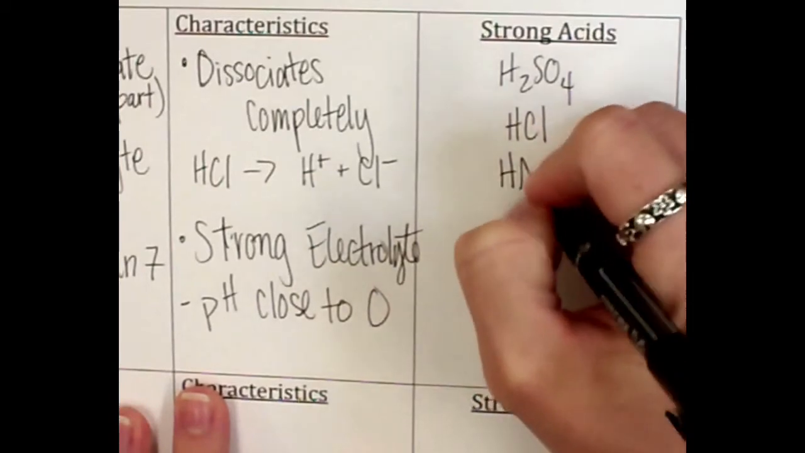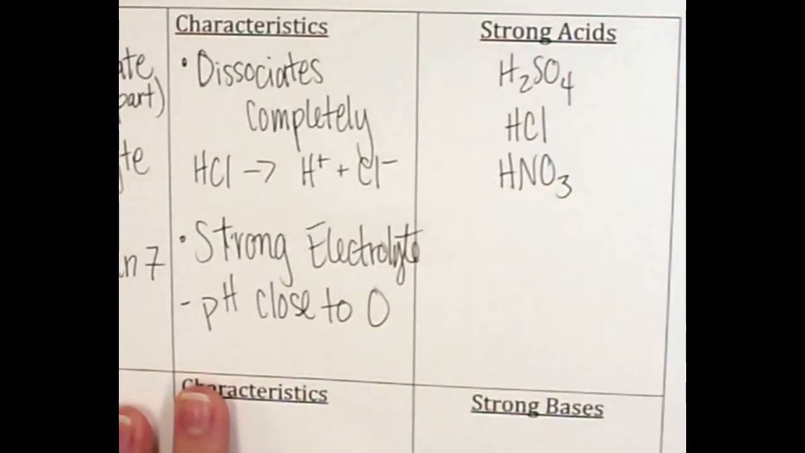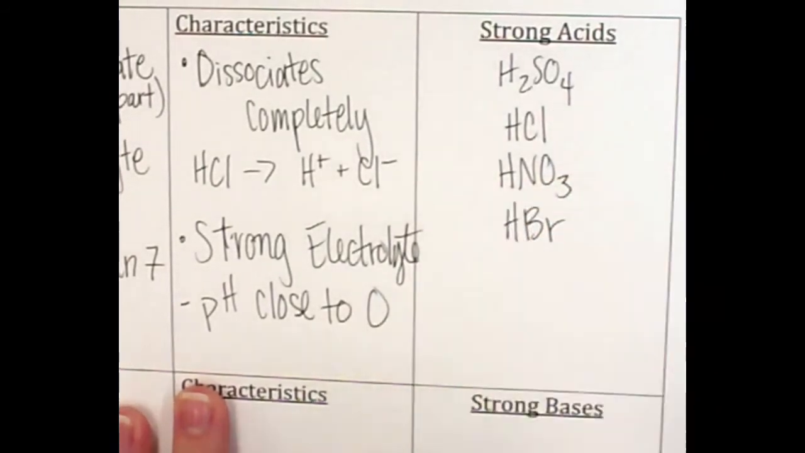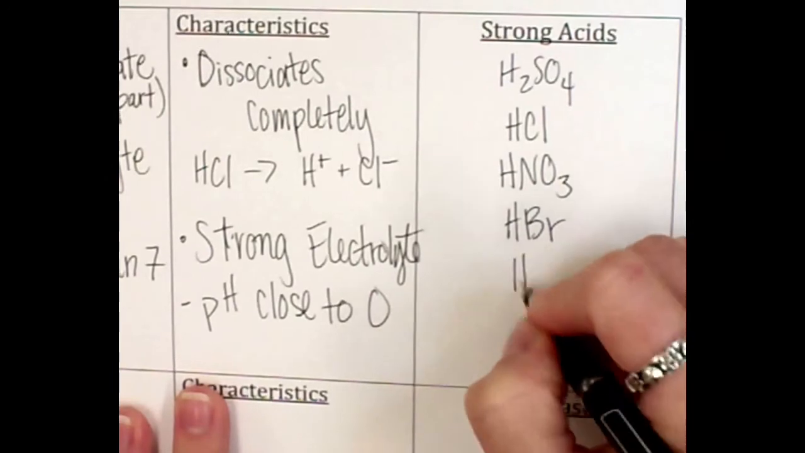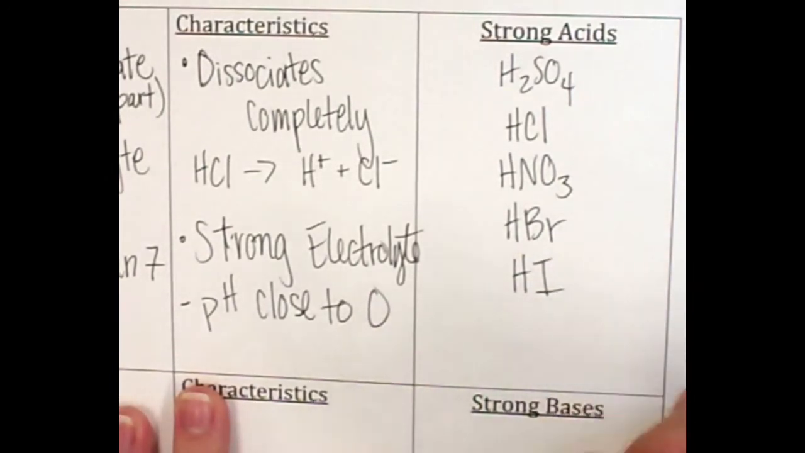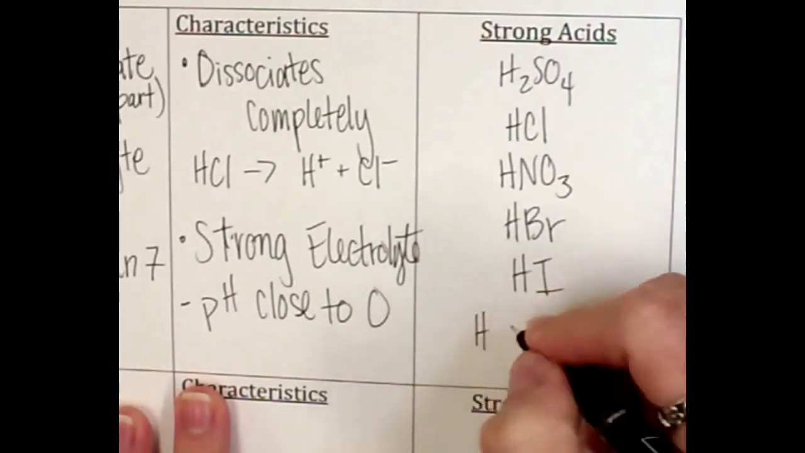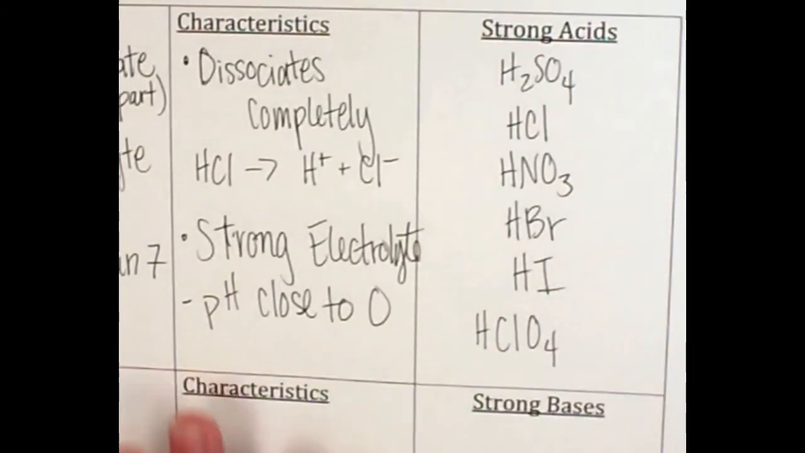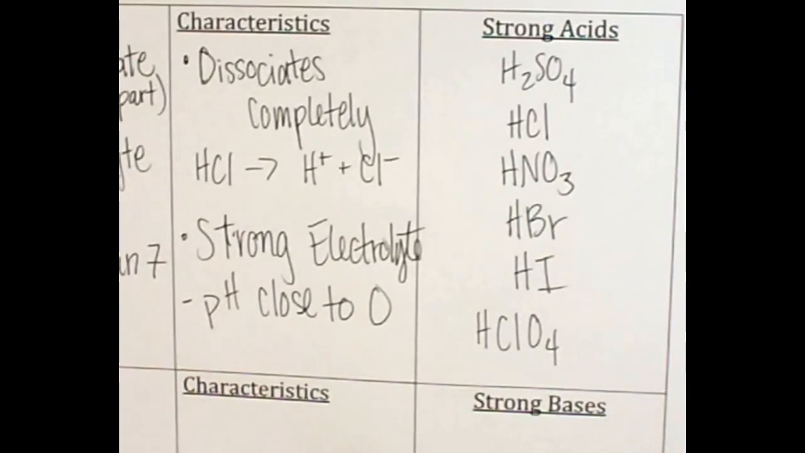We have HNO3. NO3 is nitric. It's nitric acid. HBr is hydrobromic acid. HI is hydroiodic acid. I like the name of that one, it's fun to say. And then finally I have HClO4. Oh, it is chloric acid? I believe so.